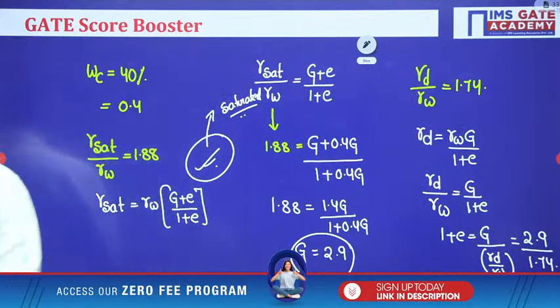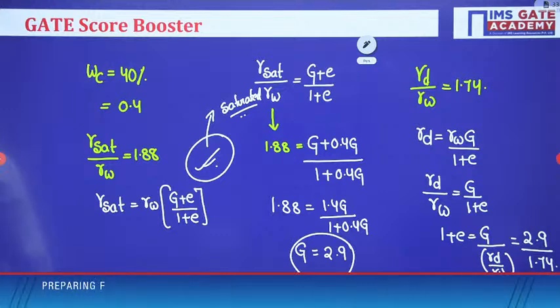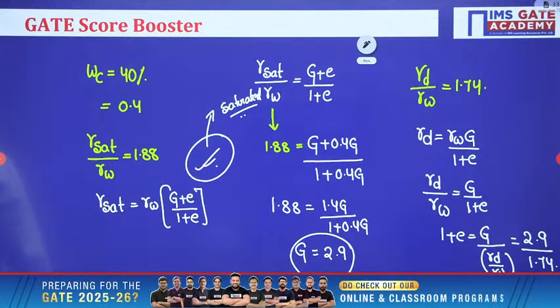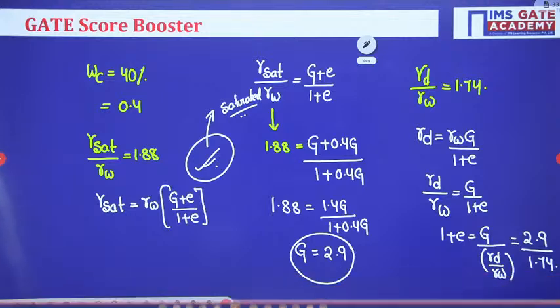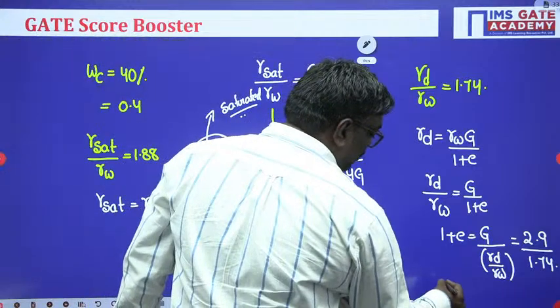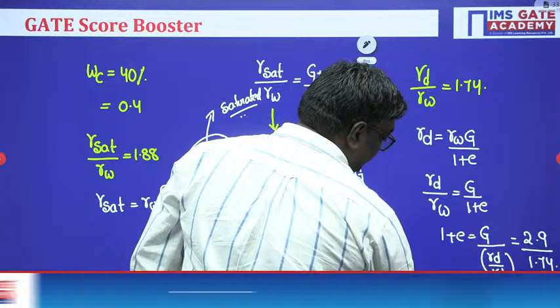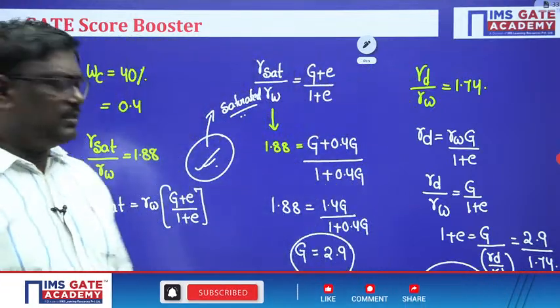What is the E value? Can anyone tell me, my dear students? What is the value of E you have got there? So if you see here, you will get E as 0.67. E is equal to 0.67.